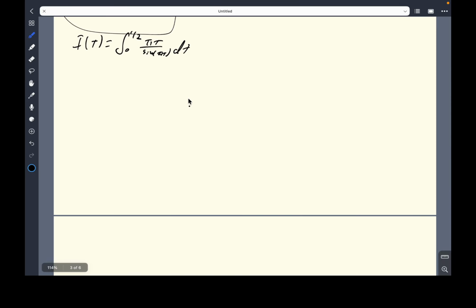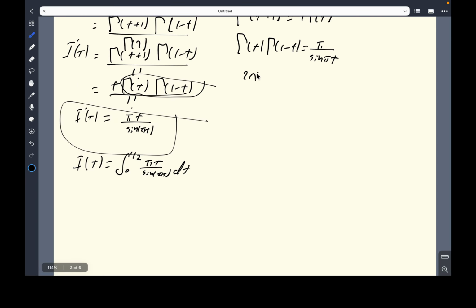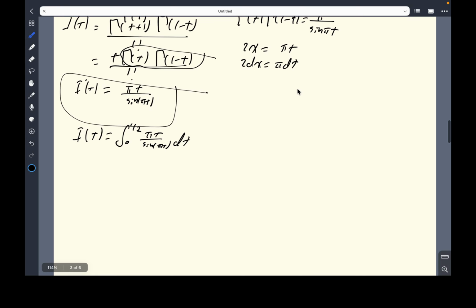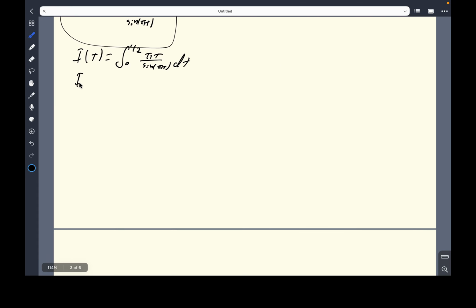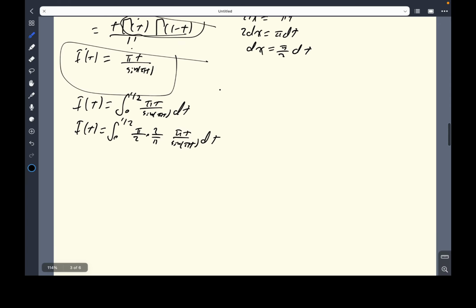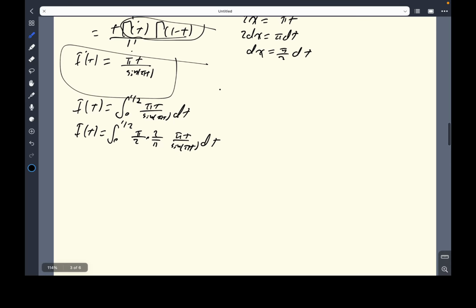Now I'm going to do another substitution here. I'm going to say 2x equals pi t, 2 dx equals pi dt. Now my dx equals pi over 2 dt. What I'm going to do next, I'm going to multiply both sides by pi over 2 multiplied by 2 over pi, t over sine pi t dt. And then I can collect the pi over 2 dt as dx.